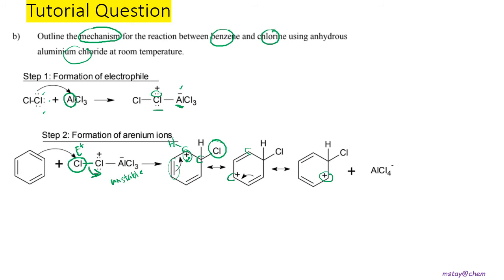If you notice, we use this arrow symbol to represent the resonance structure of the arenium ion. Because this Cl gains 2 electrons, altogether the aluminium here has 3 chlorines, and here has another one, so it becomes AlCl4 negative. So step 3, when we look at this arenium ion, we can just take one of the resonance structures and bring it to step 3.